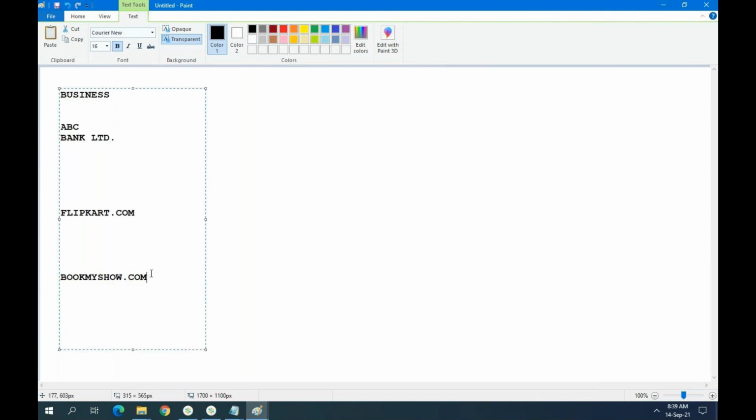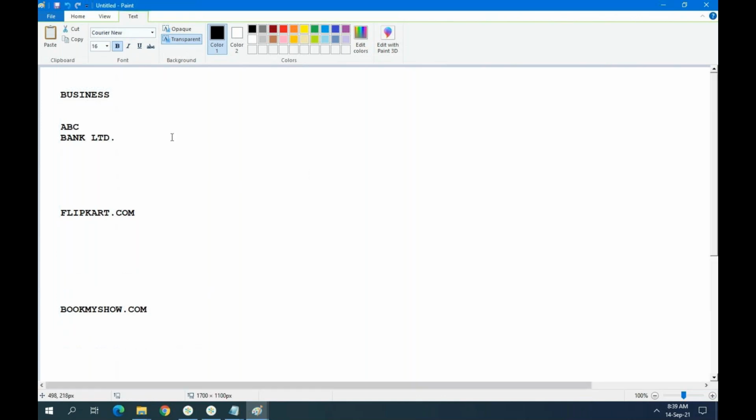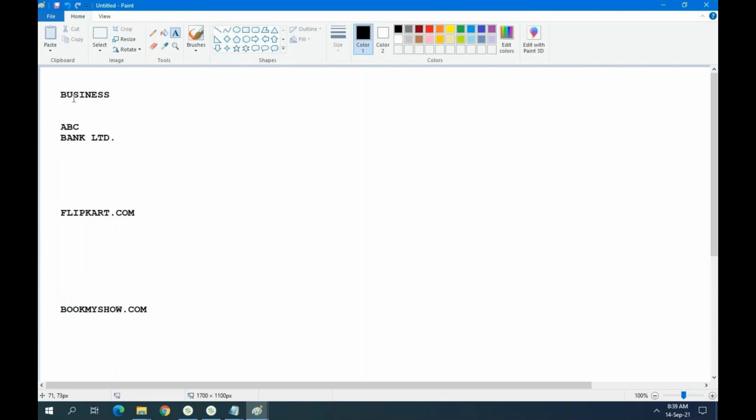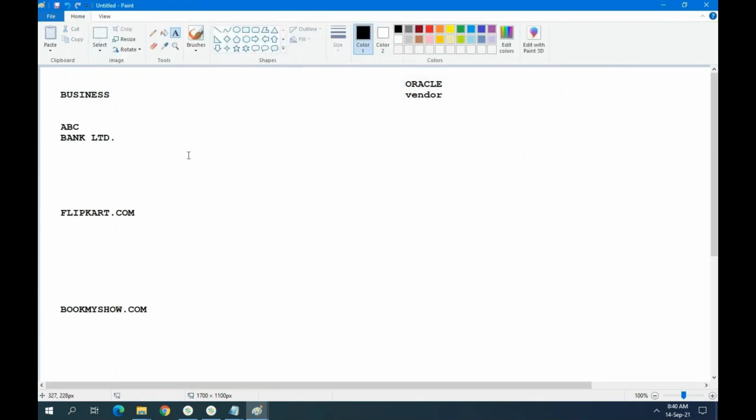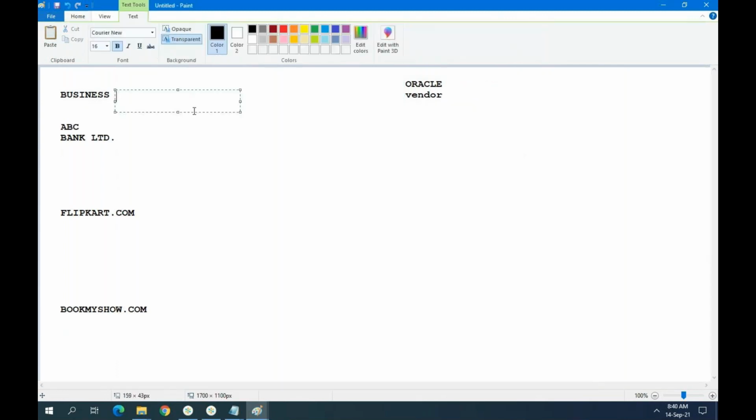Nowadays, the way of maintaining data is different. You are the business. Business means you are the clients for the database providers. Who is providing the database? Oracle. He is known as the vendor, and businesses, these people, are known as clients.